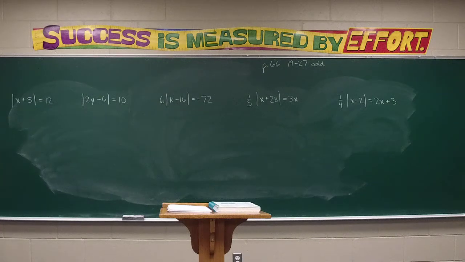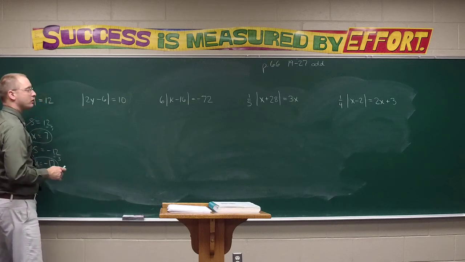The first one's kind of insulting because they already isolated the absolute value for you. So we just make two equations, Maddie. And when you move the 5s over as negative 5s, you get x is equal to, and x is equal to. There we go. Really easy, straightforward. How many got those answers on the first one? Good. All right, looking at the next one.